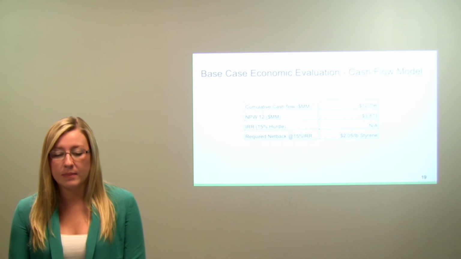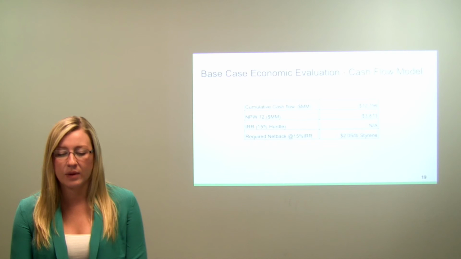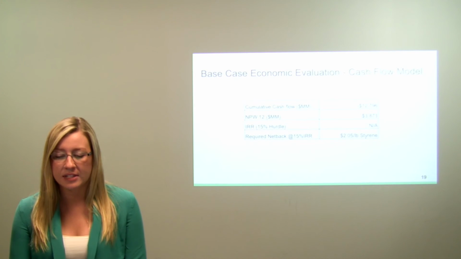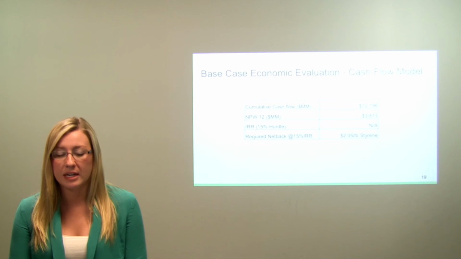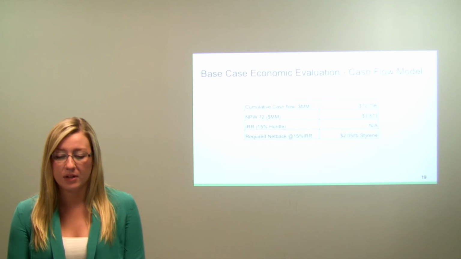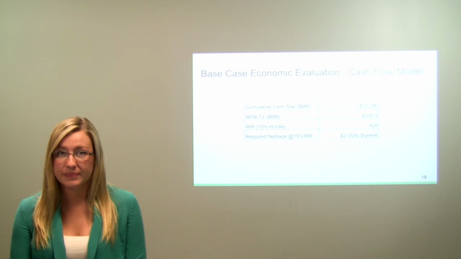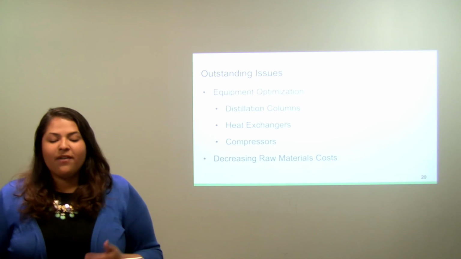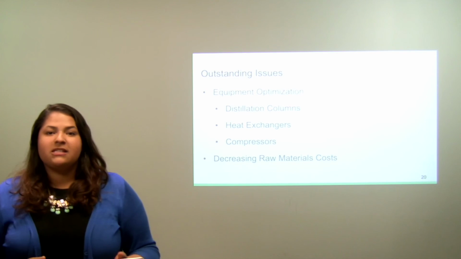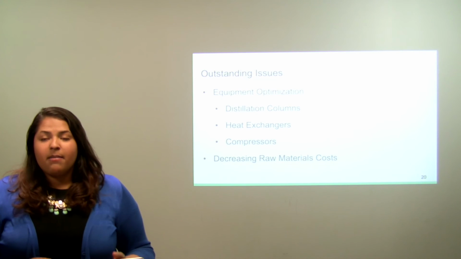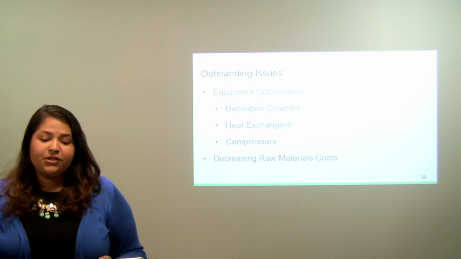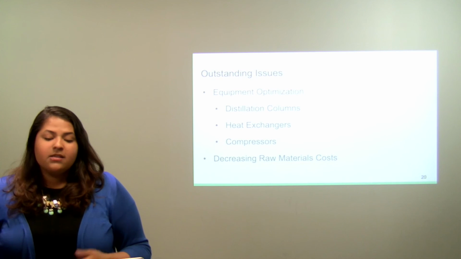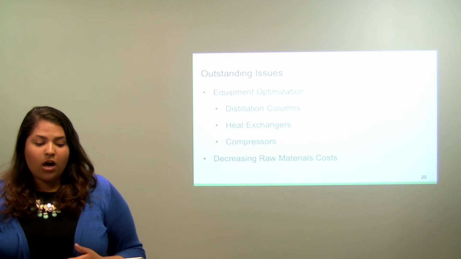In order to meet the minimum requirement of 15% rate of return, we would need to sell styrene at $2.05 per pound, rather than the current market price of 64 cents per pound, which is simply not feasible. Now that we have gone through the general plant process information and our economic analysis, we wanted to share with you some of the outstanding issues with our current design, such as the equipment and material costs.